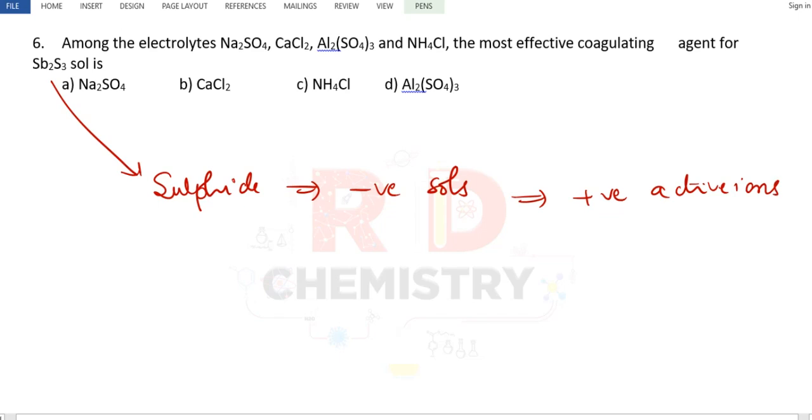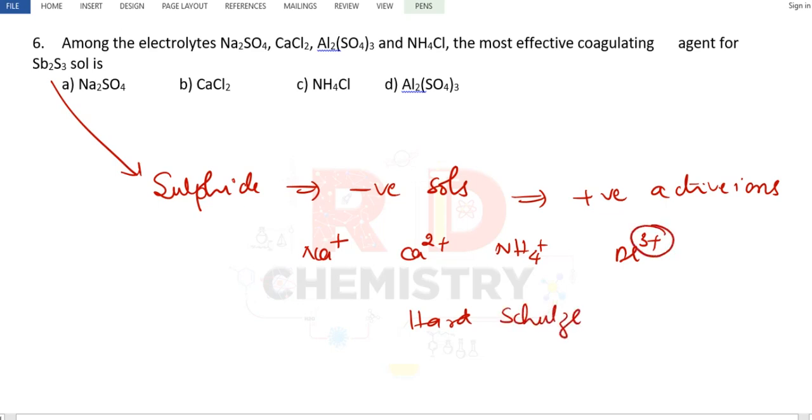Okay. What are the positive ions we have got? We have got sodium ion, calcium ions, ammonium ions, and aluminum 3 plus ion. According to Hardy-Schulze's rule, larger the charge on the ion, better is the coagulating agent. Therefore, answer is option number D. So we require aluminum sulfate, which can provide aluminum positive ion for the negative sols, right?